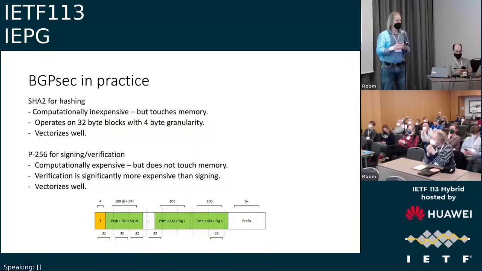Signature calculation and verification are computationally expensive, but they don't touch memory. While you have to do more arithmetic operations on large integers, you can do that mostly as fast as your underlying platform allows. Whereas for hashing, you are limited by the memory bandwidth. There are certain ways that you can work around that, but the general trend is that the longer your AS path, the longer your BGPsec path gets, the more time you will spend on calculating the hash value than on calculating or validating the signature.